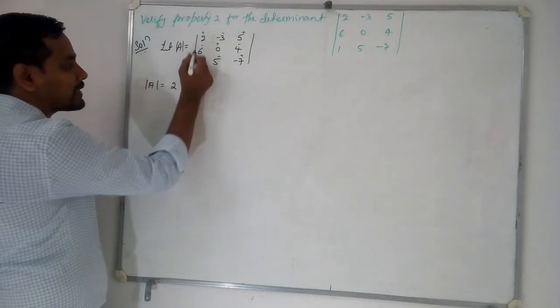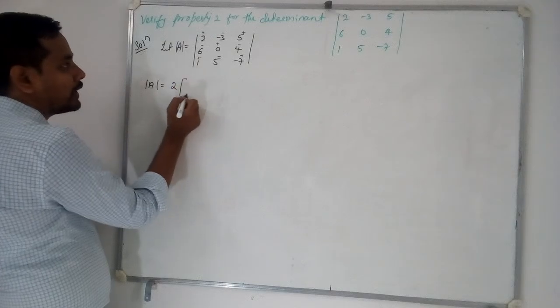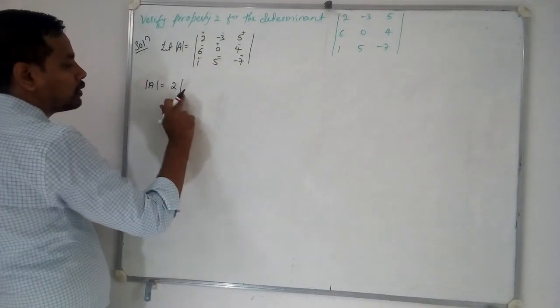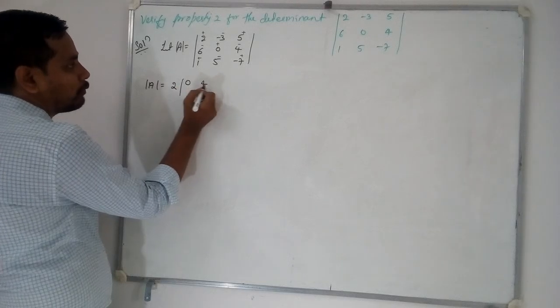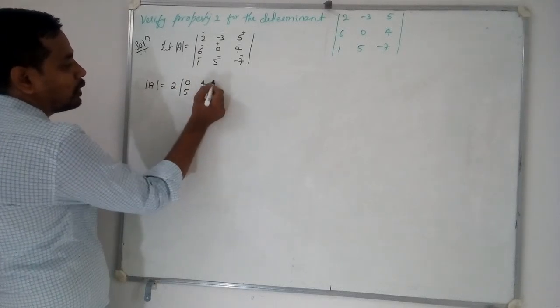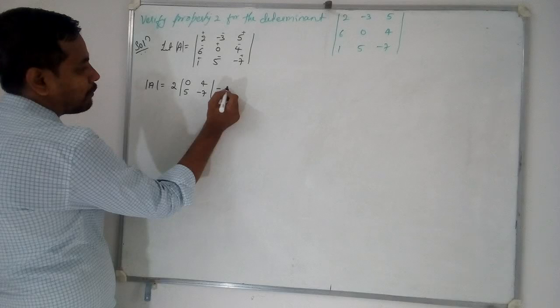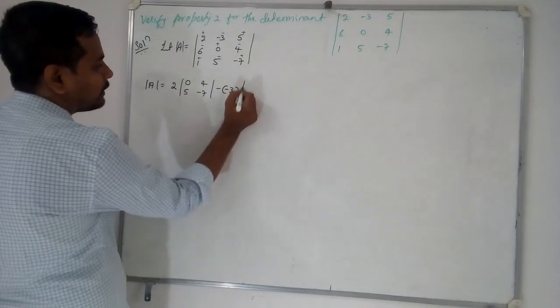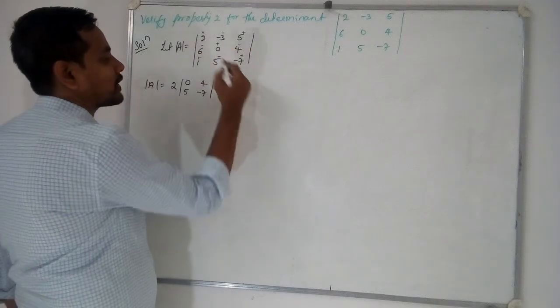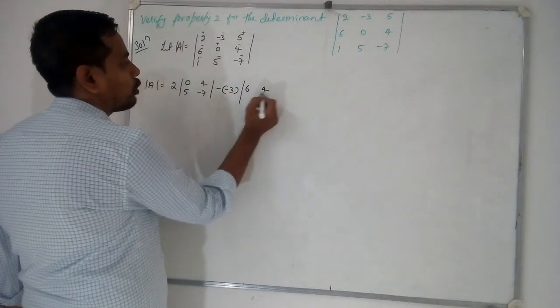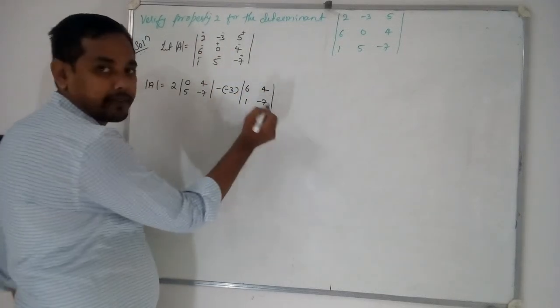So I can write it as plus 2 into this determinant. Neglect first row and first column: 0, 4, 5, minus 7. Minus of minus 3. So minus 3 is there in first row second column. Neglect first row and second column: 6, 4, 1, minus 7.